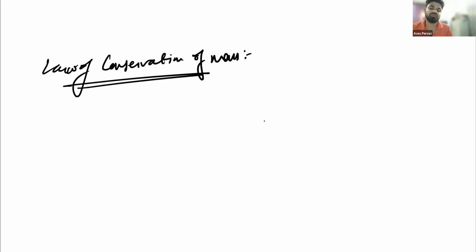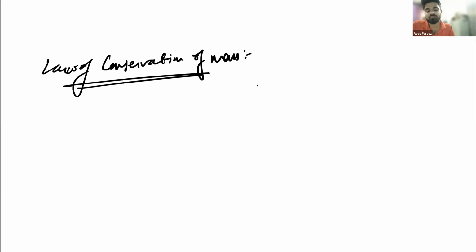Whenever we were having classes, we discussed the law of definite proportion and the law of conservation of mass. These two laws had some drawbacks also. Let me explain the drawbacks of both the laws. The law of conservation of mass says that mass can neither be created nor destroyed during a chemical reaction.